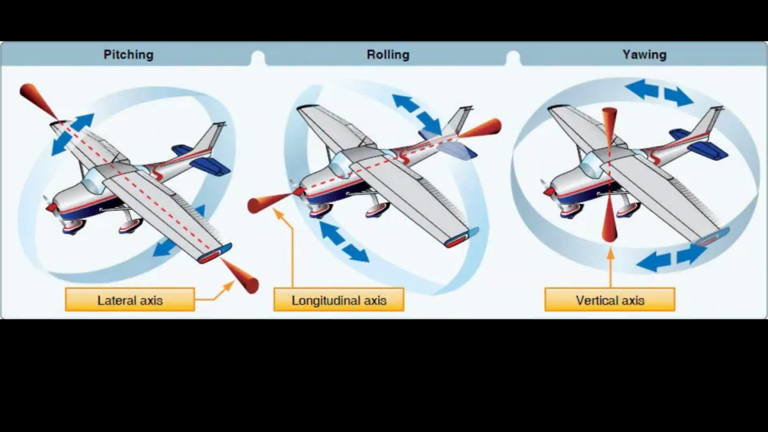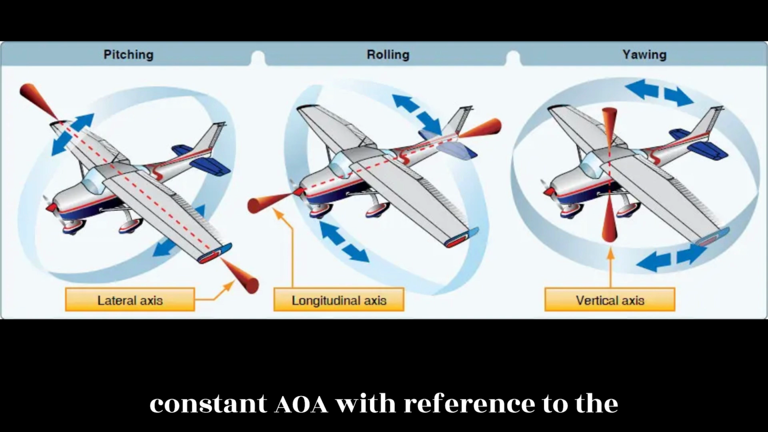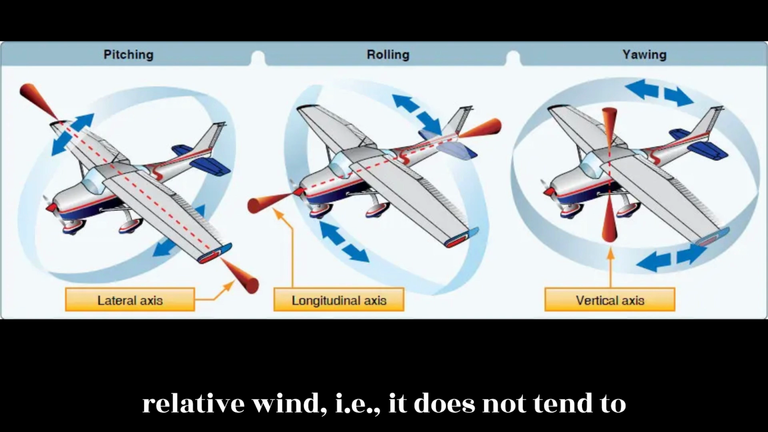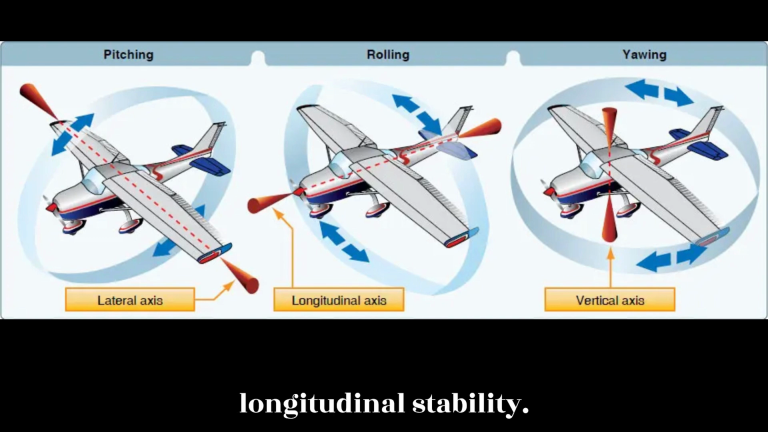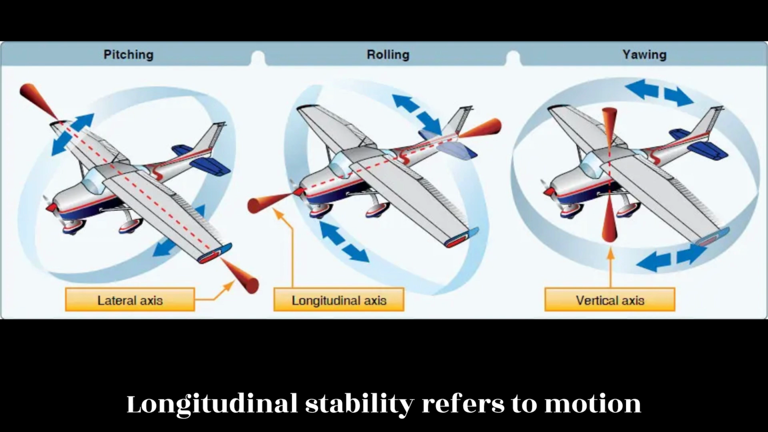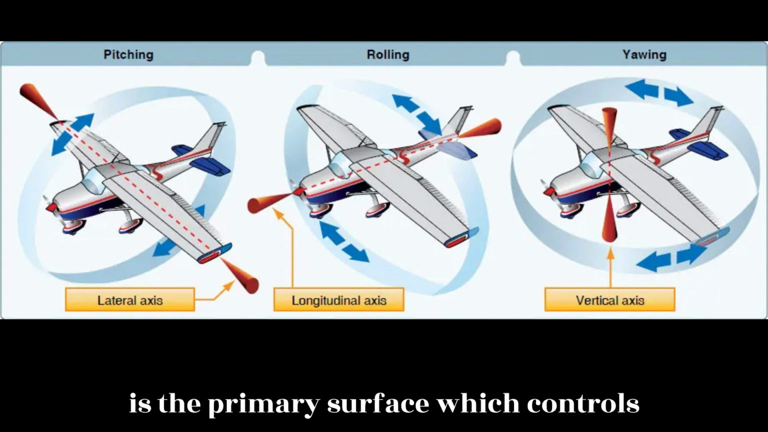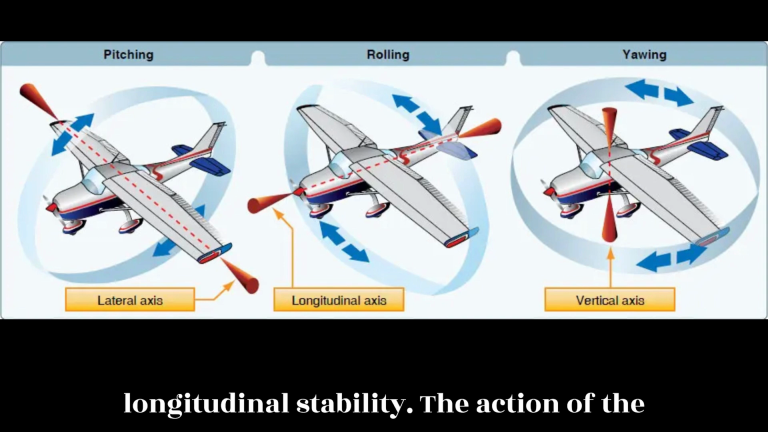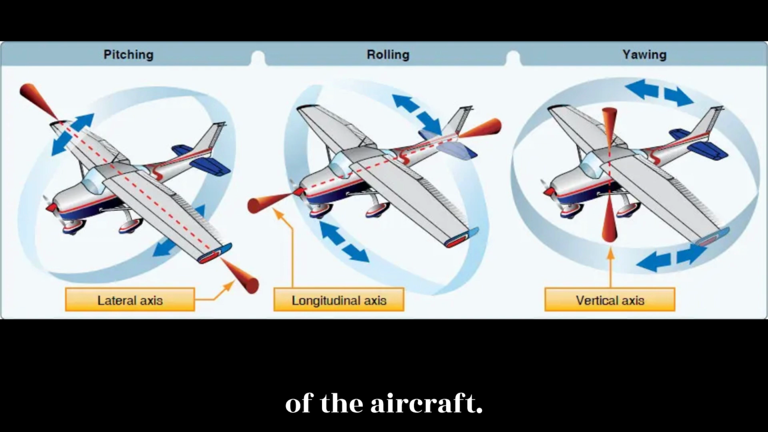Longitudinal stability. When an aircraft has a tendency to keep a constant AOA with reference to the relative wind, i.e., it does not tend to put its nose down and dive or lift its nose and stall, it is said to have longitudinal stability. Longitudinal stability refers to motion in pitch. The horizontal stabilizer is the primary surface which controls longitudinal stability. The action of the stabilizer depends upon the speed and AOA of the aircraft.